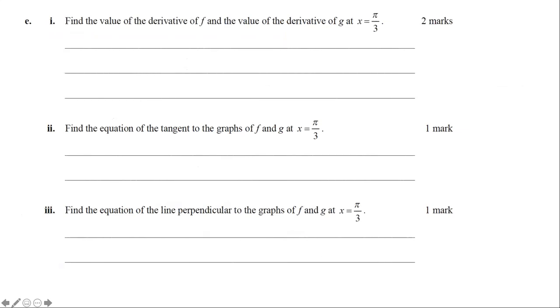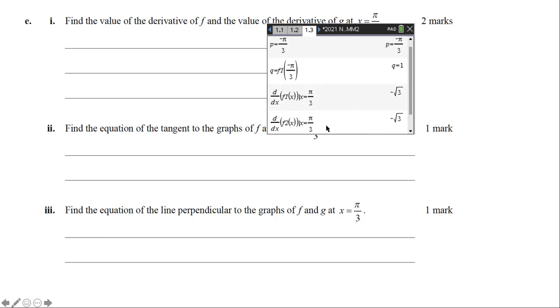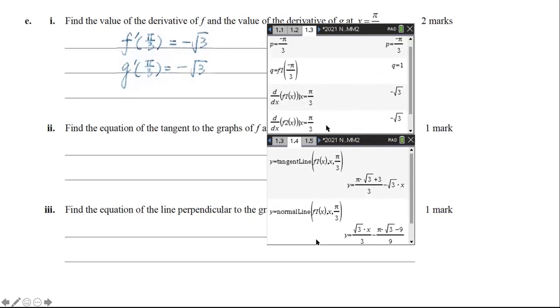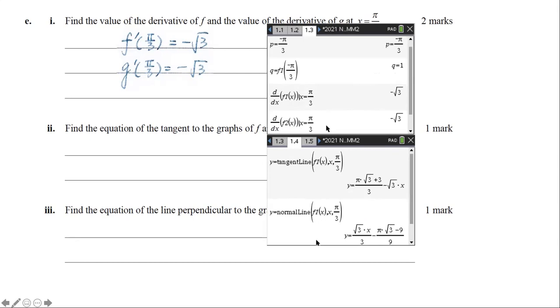And then you want to find the value of the derivative of f and the value of the derivative of g at x equals pi on 3. Make sure you state the derivatives separately, okay? Even though they indicate the same value. So f dash of pi on 3 equals -√3. G dash of pi on 3 is also equal to -√3.